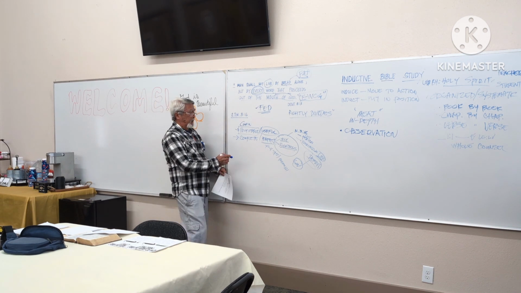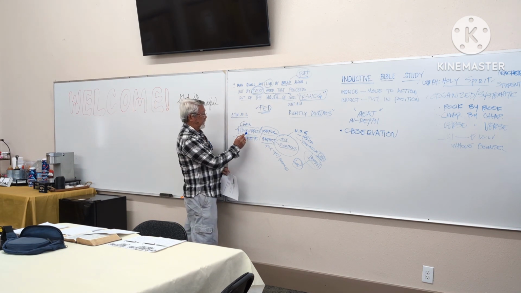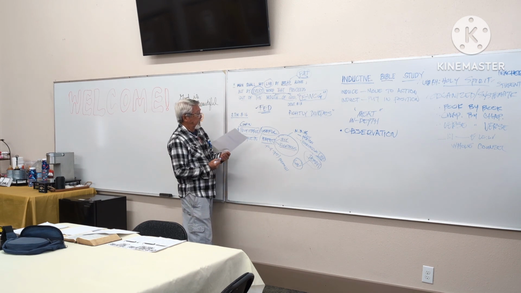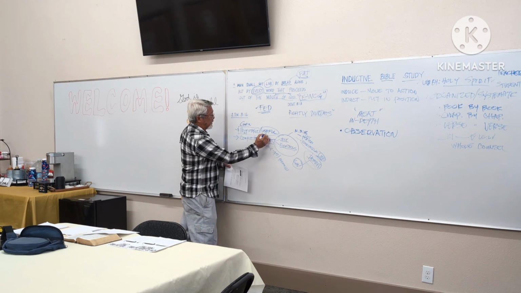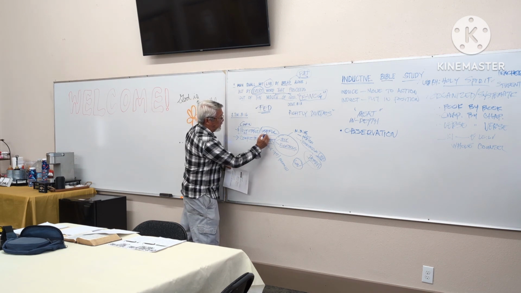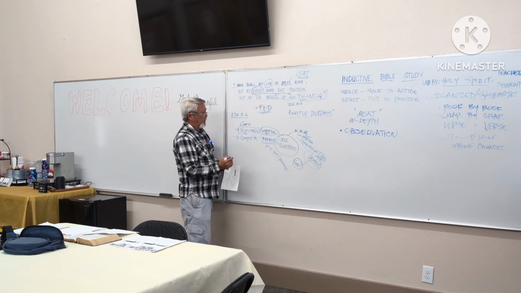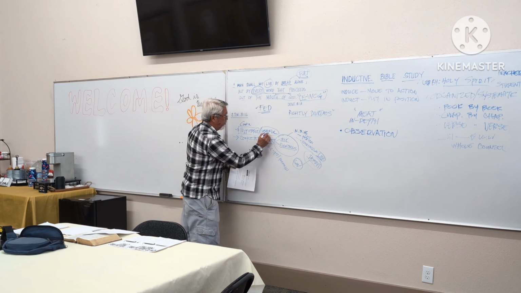An example of that is, which one was, this one is King James, right? And this is NIV? No, New King James.